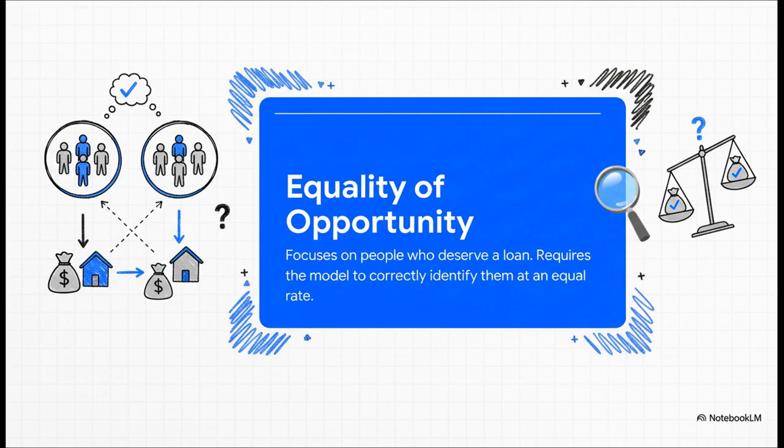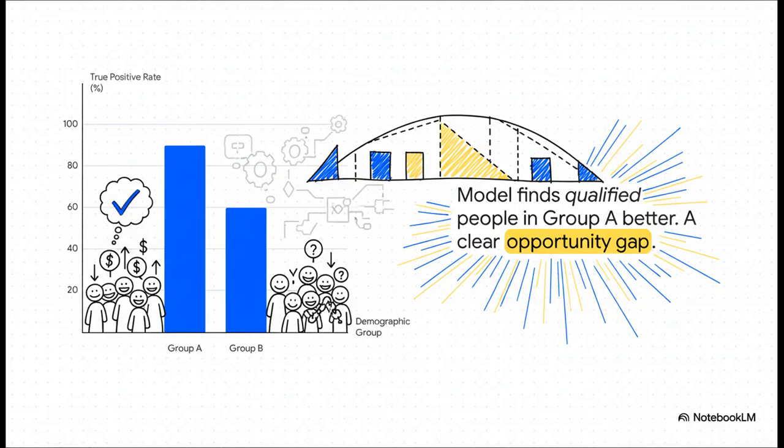We're asking, of all the people who actually should get a loan in each group, what percentage of them does our model correctly identify? And crucially, is that rate fair across the groups? And this chart just lays it out so clearly. Look at this. The model is way, way better at finding the qualified applicants in Group A than it is in Group B. I mean, 90% of the deserving folks in Group A get their loan, but only 60% of deserving folks in Group B do. That's not equality of opportunity. That's a clear opportunity gap.